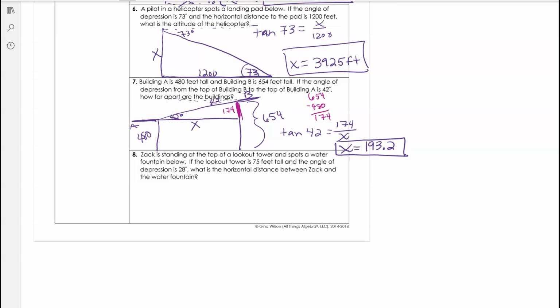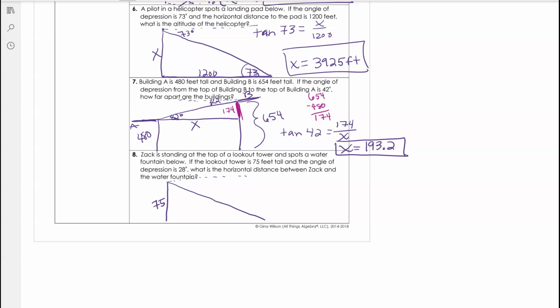All right, lastly, Zach is standing on top of a lookout tower, spots a water fountain below. So here's his lookout tower. It is 75 feet up in the air. He spots a fountain. His angle of depression from the top of the tower is 28 degrees.